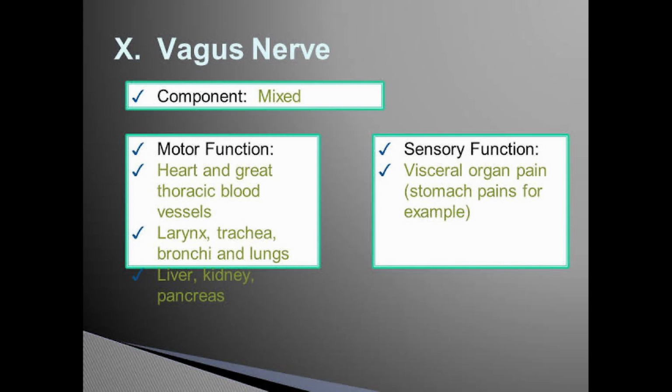Now the next one is the vagus nerve. The vagus nerve component is also mixed. The motor function covers the heart and great thoracic blood vessels, larynx, trachea, bronchi, lungs, liver, kidney, pancreas, and the sensory function is visceral organ pain, stomach pain for example. So it is for visceral organ pain like stomach pain.